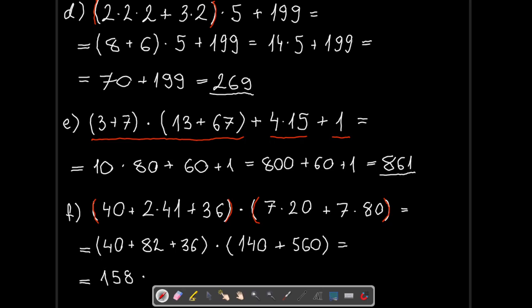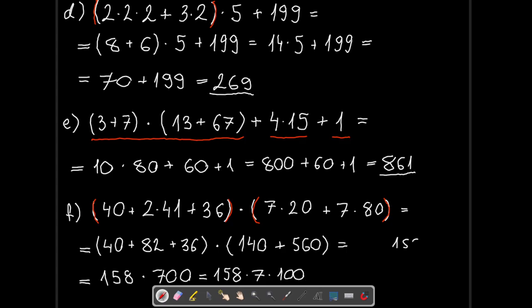Multiplied by the number in the second bracket, which is equal to, let's say, 140 plus 560. That's 700. Okay, that is equal to 158 times 7. After we calculate that, we will just add 2 extra zeros, since 700 is just 7 times 100, right?